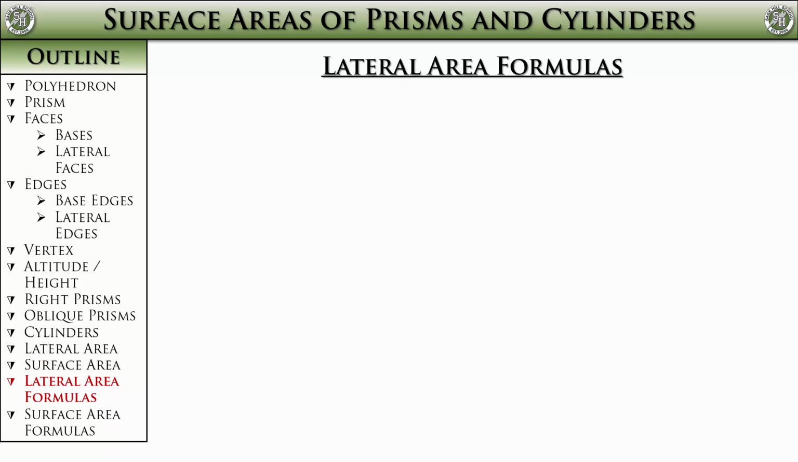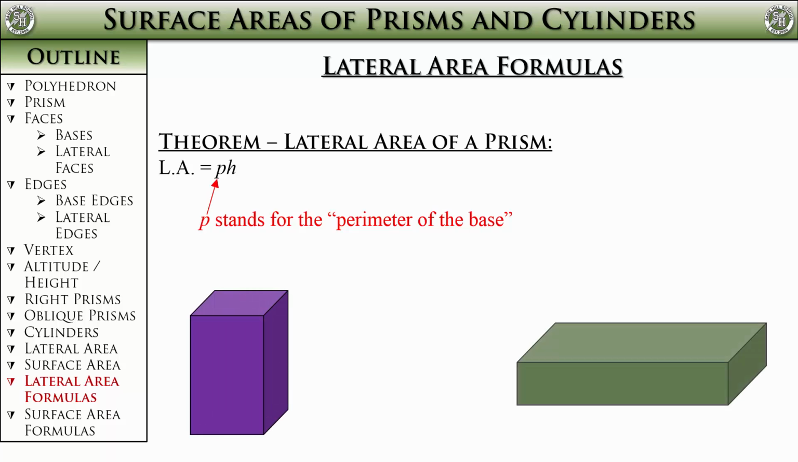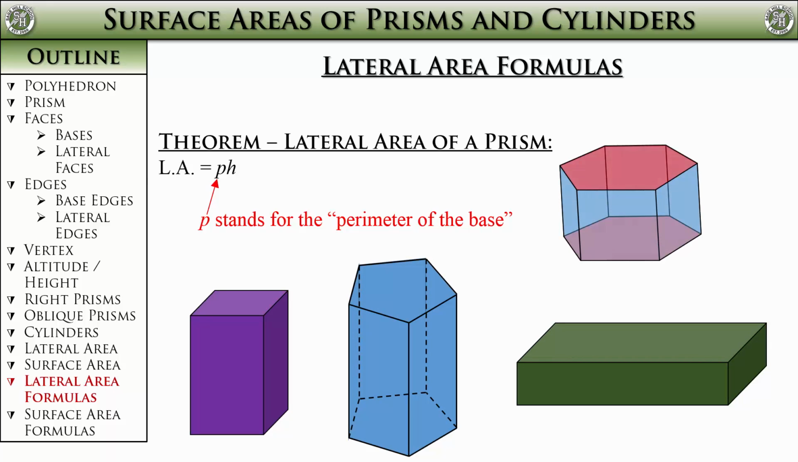First, we will do the lateral area formulas. For the lateral area of a prism, the formula is pH. P stands for the perimeter of the base. Remember that there are many different types of prisms. Their bases can be a lot of different things. So you find the perimeter of whatever shape the base is and plug that into the formula.